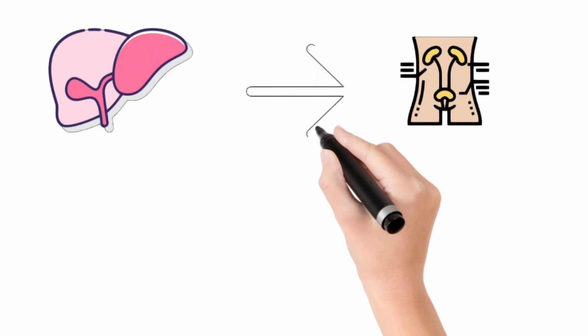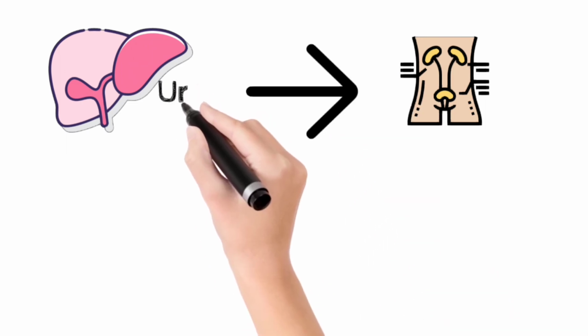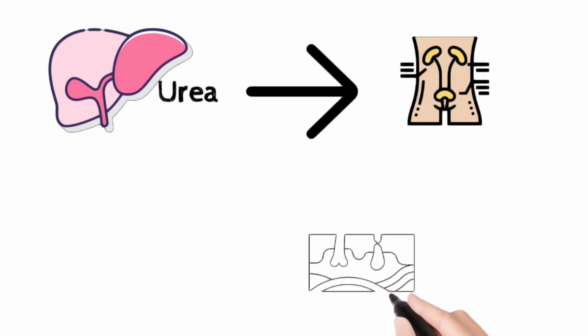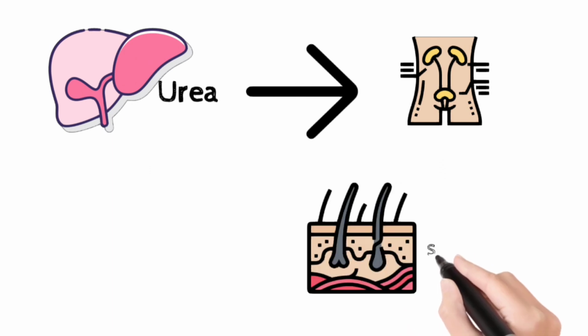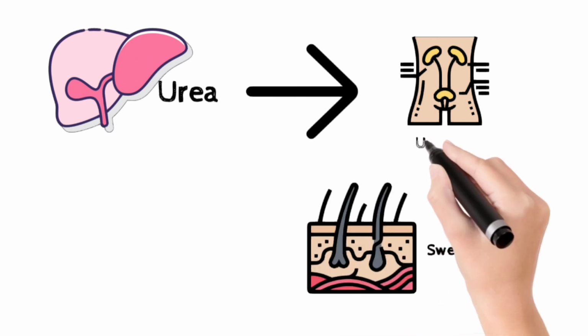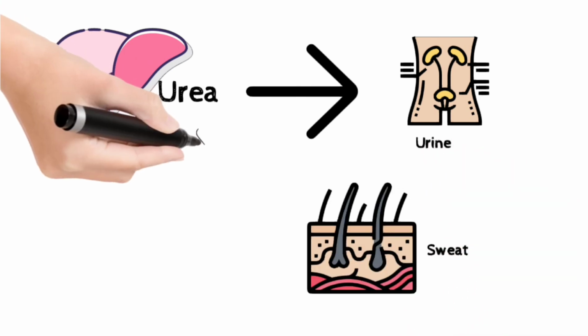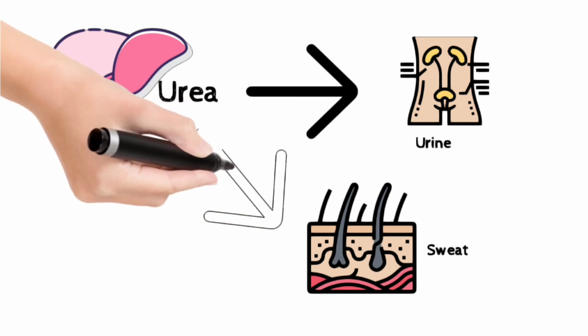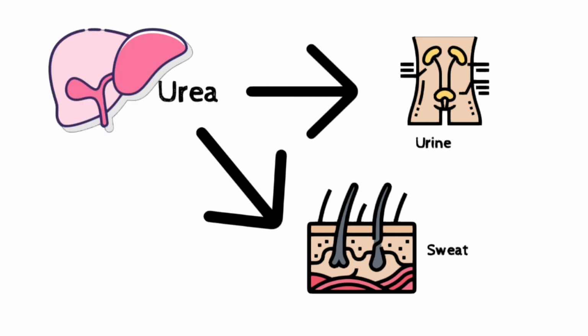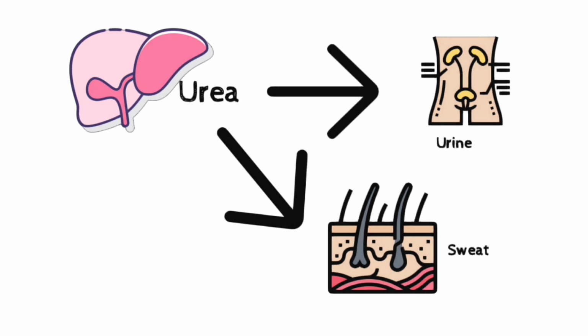Urea is considered to be the ideal nitrogenous excretory product since it is highly soluble in water and hence a large amount can be easily excreted. Also, urea is non-toxic and inert. This urea is removed from the body in urine and sweat. The daily excretion of urea varies from 15 to 30 grams.